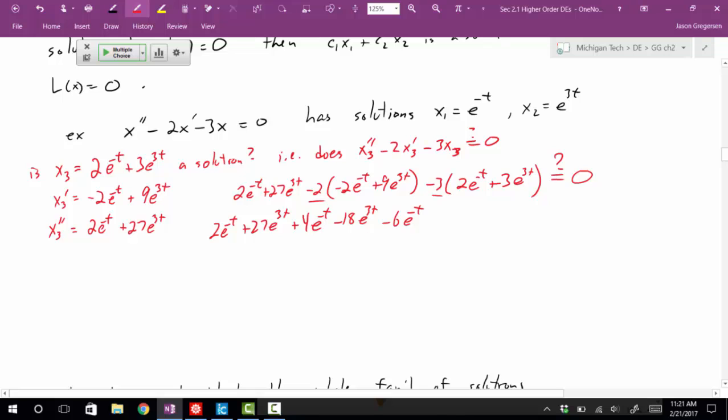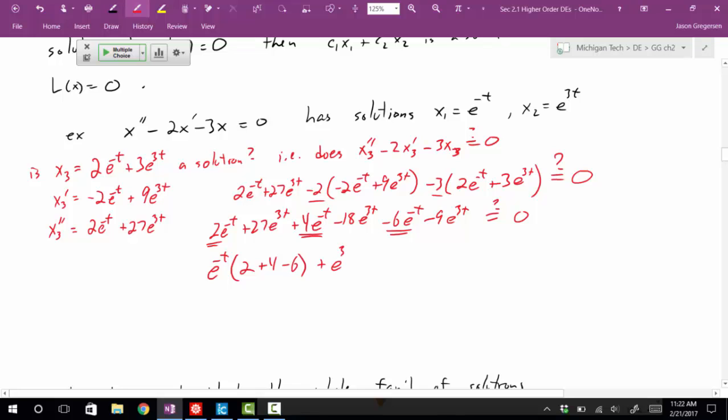Looks like I'll get this stuff. Hoping that's equal to 0 somehow. Now I'm going to do a quick grouping. I'm going to get all my e to the negative t pieces. Right, I got 2 of them right here. I got 4 of them there, and negative 6 of them there.